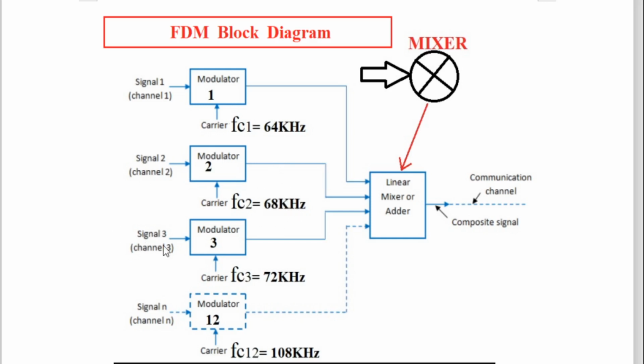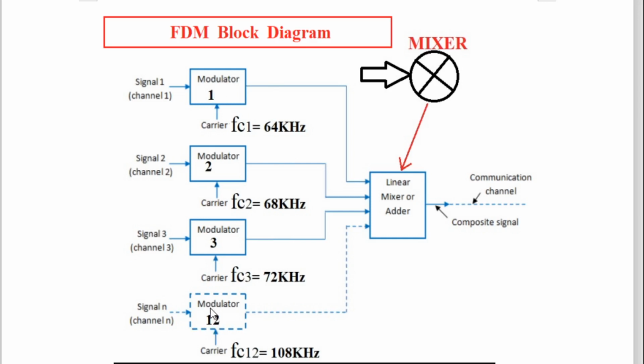Now suppose information signal number 3 is there. In FDM, signal number 3 is modulated with modulator number 3, and the carrier frequency of modulator number 3 is 68 plus 4, which is 72 kilohertz. Therefore in FDM, each information signal is given a different carrier frequency, and so the modulated output of every information signal has a different shape.